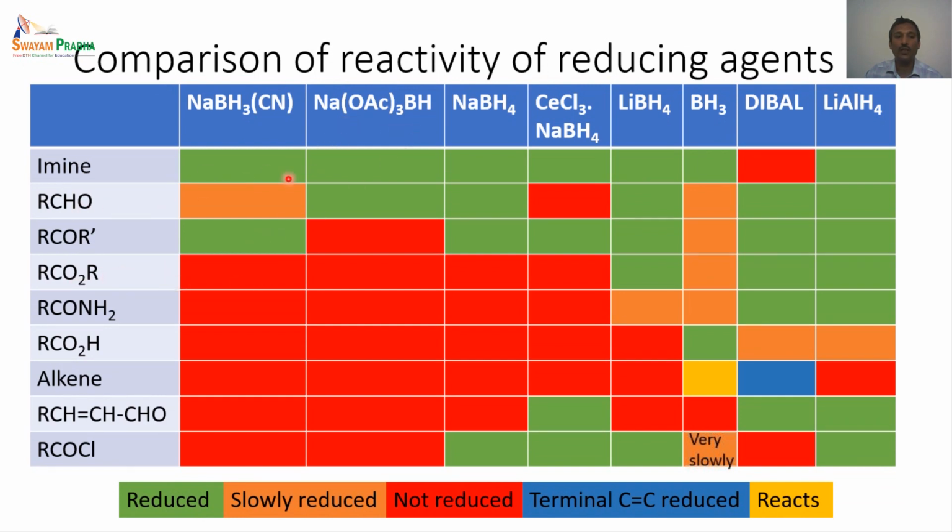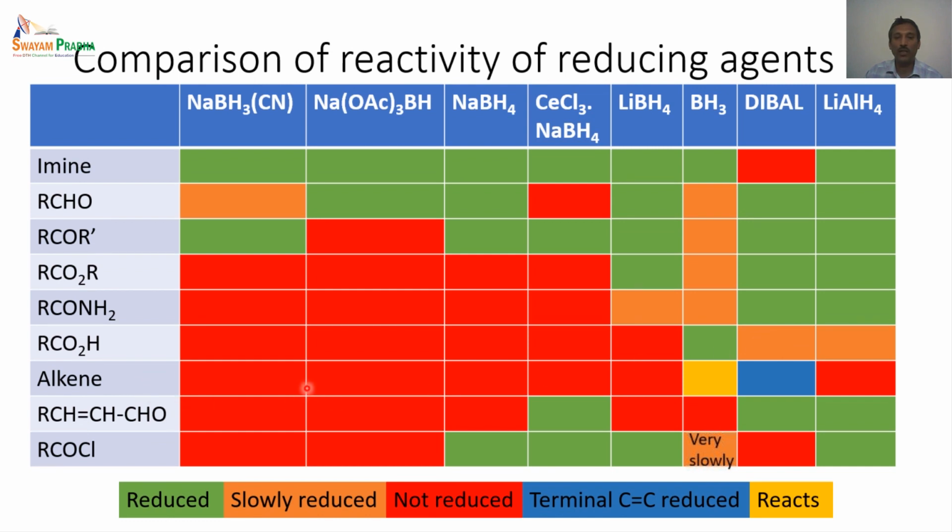And if we take esters, sodium borohydride, sodium triacetoxyborohydride, sodium cyanoborohydride, or cerium chloride and sodium borohydride, none of them reduces the ester group, whereas lithium borohydride reduces very efficiently. DIBAL-H and lithium aluminum hydride both reduce esters. And when we talk about amides, DIBAL-H and lithium aluminum hydride are the best reducing agents for the reduction of amides. And for the carboxylic acid, borane is the only one which works very efficiently, whereas lithium aluminum hydride and DIBAL-H reduce the carboxylic acid very slowly.